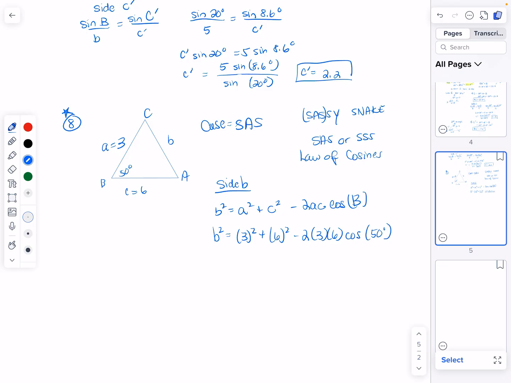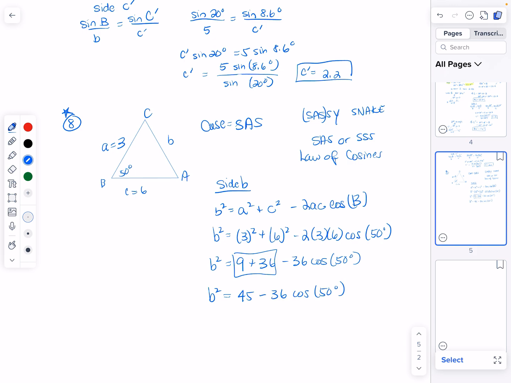Now I'm going to rewrite this. 3 squared is 9. 6 squared is 36. 2 and 3 is 6. 6 and 6 is 36. Do not subtract 36 from 36, because that second 36 is with cosine of 50 degrees. But I can add these two together. So I get 45 minus 36 cosine of 50 degrees.